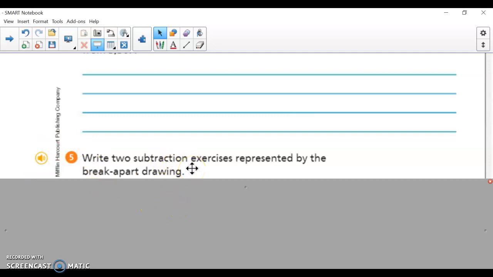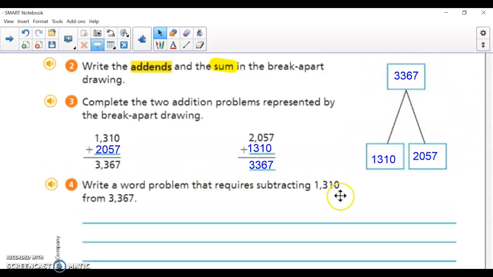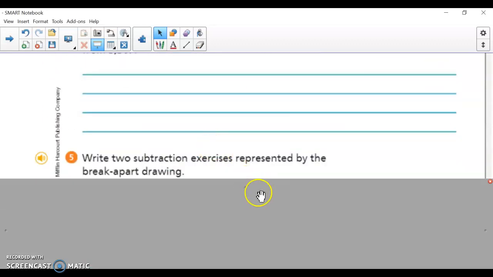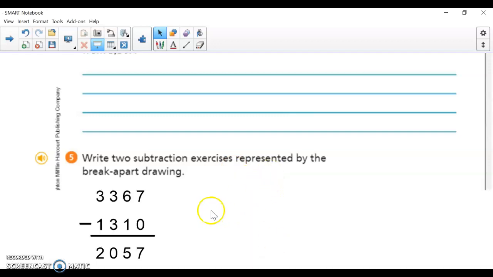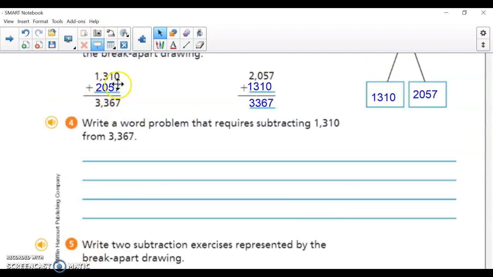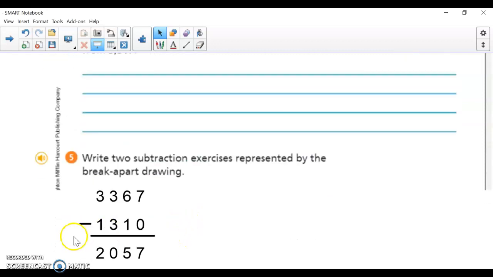So now it says write two subtraction exercises represented by the break apart drawing. So you're using this same break apart drawing, and now instead of writing it like addition, like we did these two ways, we're going to write it like subtraction. I'll show you one, but I want you to try and come up with the other one. So it could be something as simple as I took my previous sum here, 3,367 minus 1,310, and I got 2,057. It's the same numbers here, right? But now I'm using subtraction, the inverse operation, instead of addition. There's one other way you could have written this. See if you can figure that out with the numbers in a different order. Okay? That's what I want you to try and figure out for the second part of number 5.